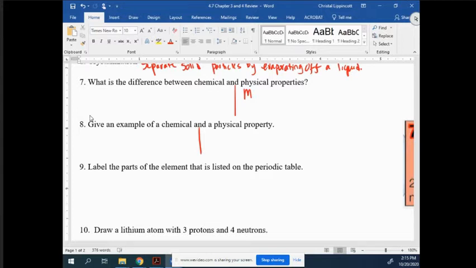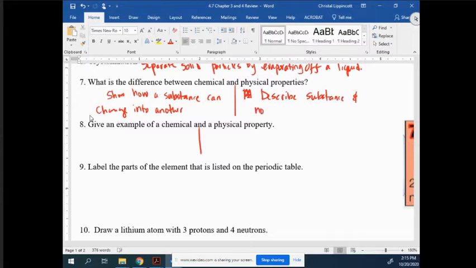Chemical properties show how a substance can change into another one. Over here, they're properties that describe the substance and no change in identity occurs.